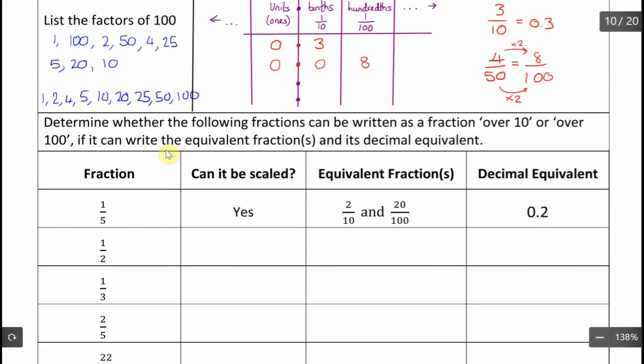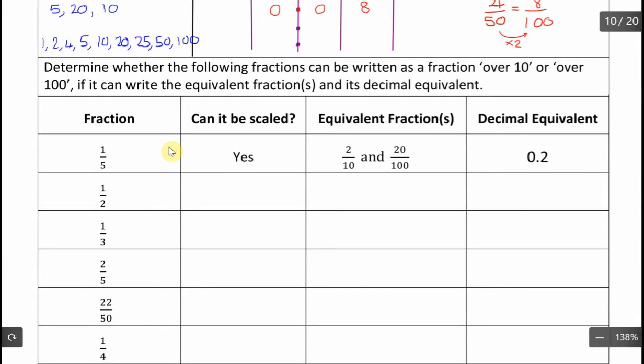Okay, let's have a look at the questions on this page then. Maybe pause and have a go first, and then use this to check your answers. So 1/2, can it be scaled? Well, the 2 could turn into a 10 or 100. I'm going to go with 10. So yes, because 2 is a factor of 10. If we multiply by 5, it would turn into 10, so I'd need to multiply the numerator by 5 as well. So that would be 5/10.